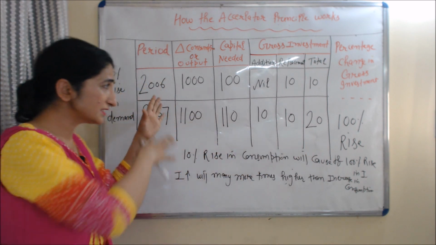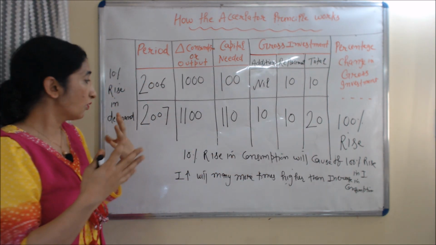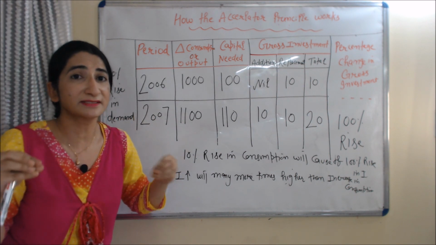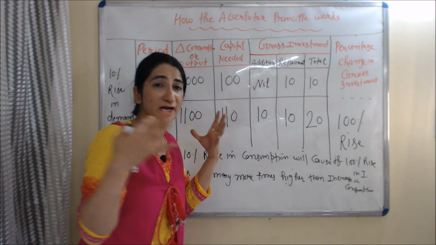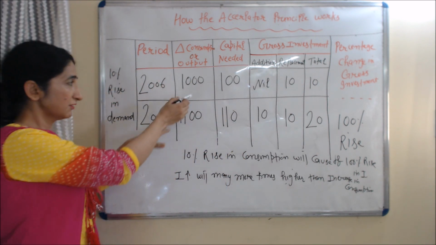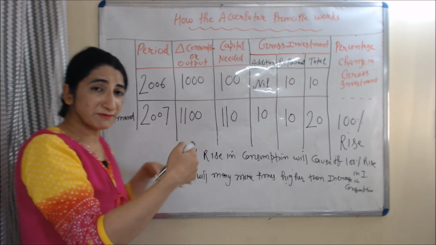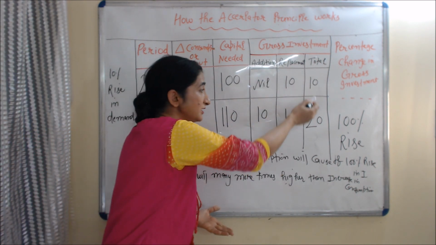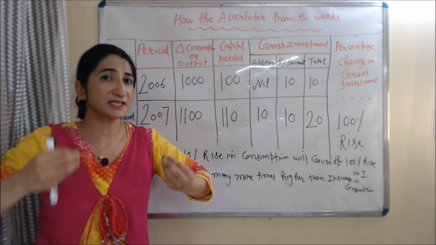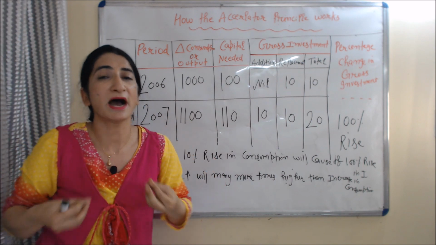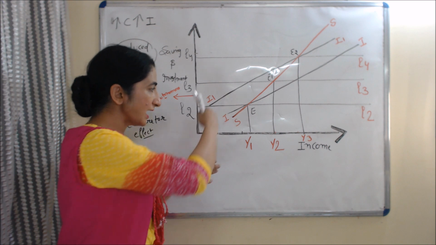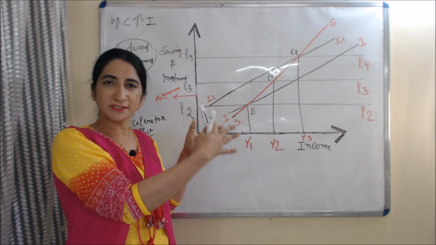Okay, in this table you can clearly see only a 10% rise in consumption, a 10% rise in demand, will cause a 100% rise in investment. You can see consumption rises only 10%, 1000 to 1100, but investment rises 100%, 10 to 20. So we can say that in acceleration, increase in investment will be many more times higher than increase in consumption. Now we understand the acceleration effect with the help of this diagram.